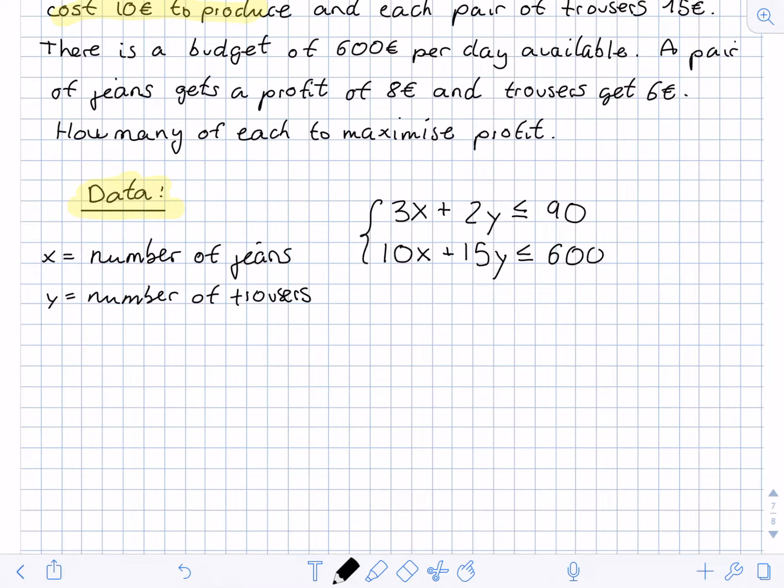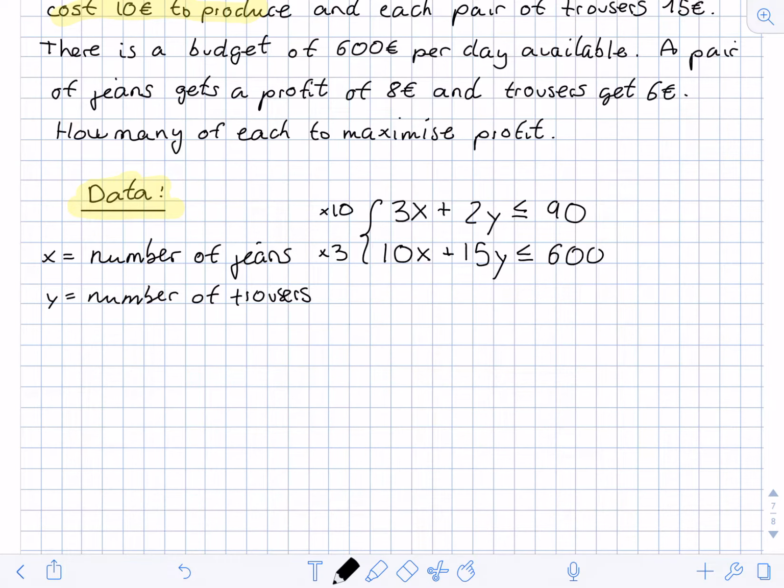So what we do is, okay, how do we do it? Well, we want them to be equal. There are 2 ways to do it. We're going to use the simplest one here. So we're going to multiply this row by 10 and this row by 3 to make them equal, because we want 3x and 10x to be equal, right?